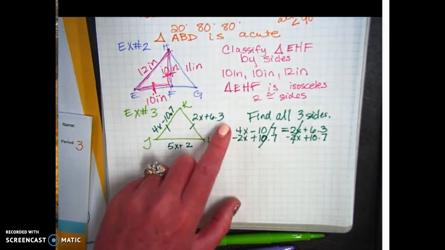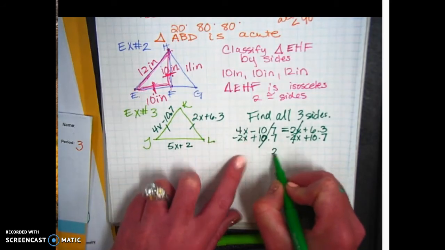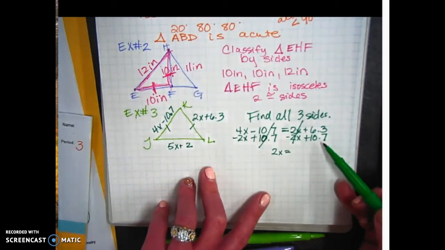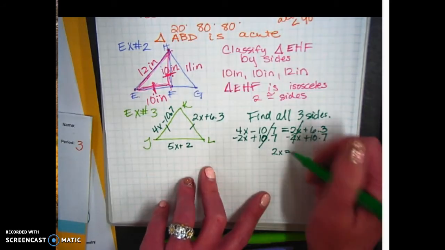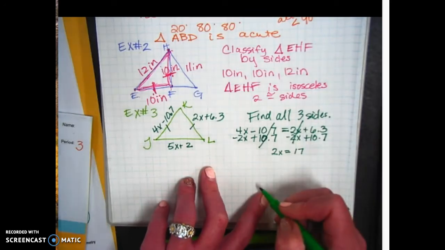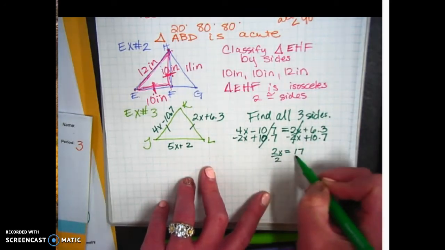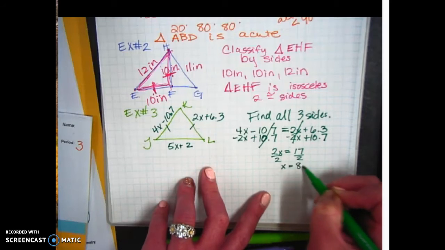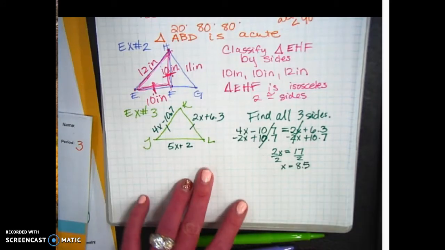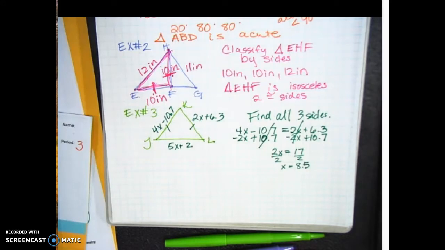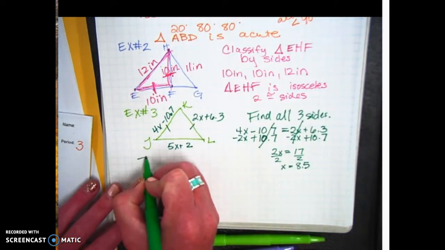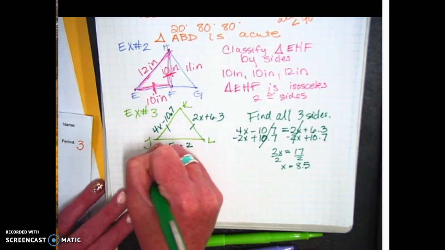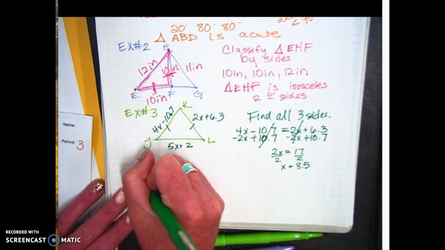And what's left? We have 4x minus 2x, which is 2x. Over here we have 6.3 plus 10.7, which is 17. So we divide both sides by 2, and we get x equals 8.5. Okay? So if we need to find all 3 sides, we need to figure out what's the length of JK, what's the length of KL, and what's the length of JL.